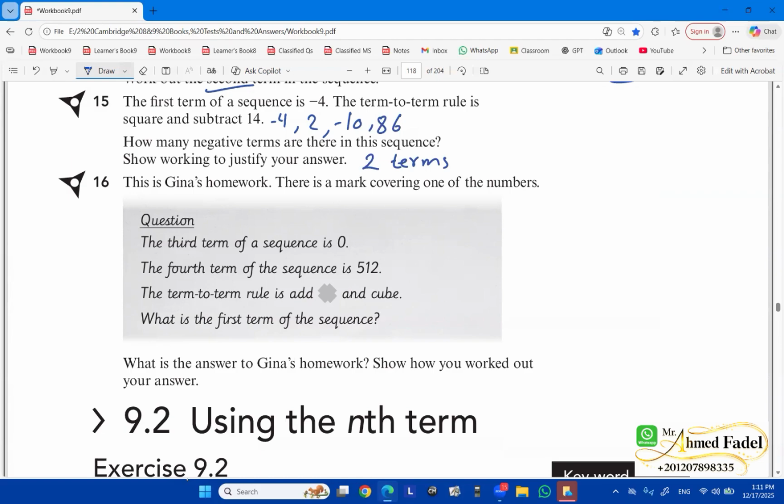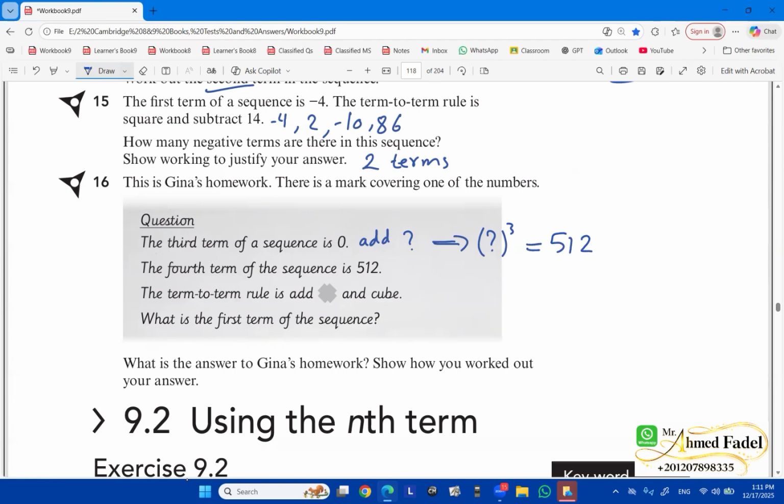Well, let's agree on one thing, that if you add something to 0, it will be that thing, right? So it will be that number that you're going to add. So you add what? So that question mark, you can name it X. When they said what? They said that the fourth term is this. You add and then you cube it. If you cube it, gives you 512.